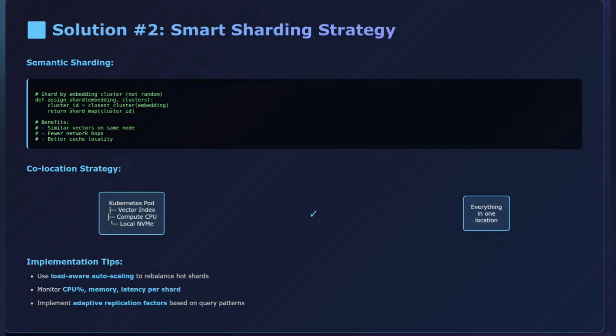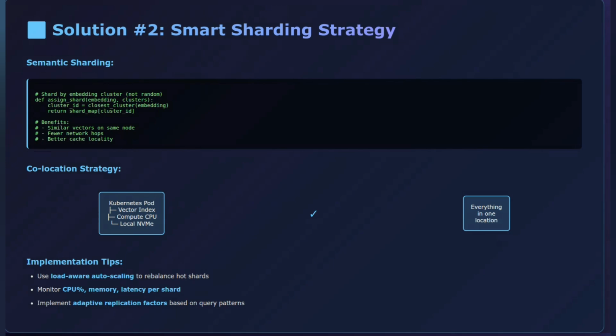Second strategy, co-location. Keep compute, storage, and index together. Use Kubernetes pods with local NVMe storage. The index is loaded in memory on the same machine as the query processor. Zero network latency. Compare this to the old way. Query hits server A, which has to fetch index from server B over the network, then compute locally, then return. That's network latency baked in. With colocation, it's all on one machine. Local memory access is nanoseconds. Network access is milliseconds. That's a million times difference.